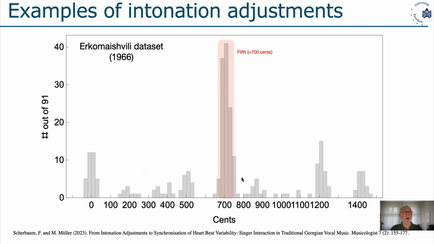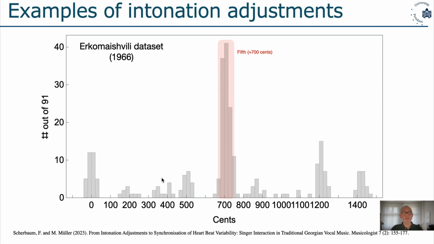Shown is the histogram of all notes in the so-called Erkomaishvili dataset, which were longer than 0.5 seconds and which showed clear signs of intonation adjustments. The intervals which are most often adjusted are the fifth, 700 cents, the octave, 1200 cents, unison, 0 cents, and the ninth, 1400 cents, maybe even the fourth with 500 cents, but not the third.